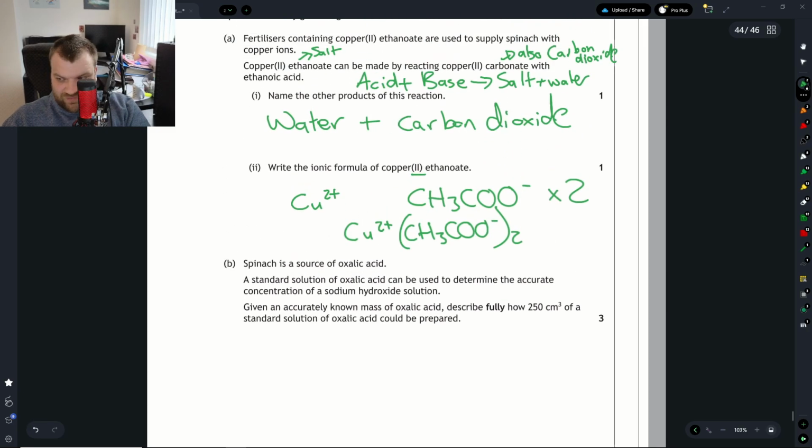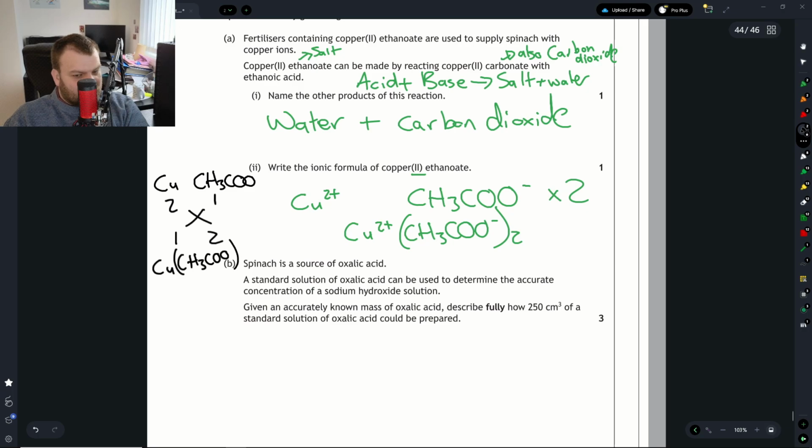Another option of how to tackle that question, if we go through how we would do a normal valency crossover. So copper makes 2, that makes 1. Swap them over, it gives you 1 and 2. Cu, CH3COO in brackets, and there's 2 of them. Then we can go back and think, well, the metal has to be positive, and the other one it said in the data book it was negative. So then you'd put in your 2 plus and your negative to get the same answer we've got. Either way, that is the correct answer.